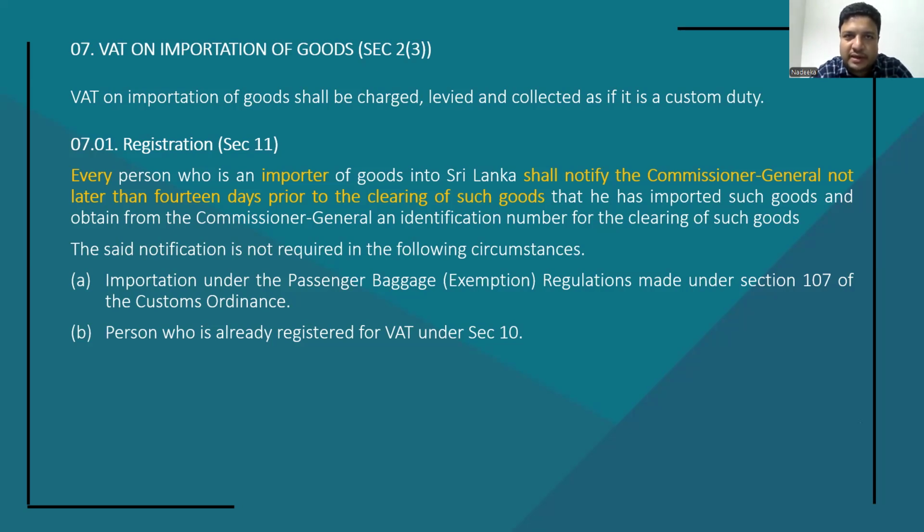So this option was there earlier for commercial imports as well, but it has been removed recently. So if it is for commercial purposes, then you must get the permanent registration. This is a temporary registration just to get an identification number to clear the goods. The said notification is not required in the following circumstances: importation under the personal baggage, and a person who is already registered for VAT under Section 10. If a person is registered under Section 10, he doesn't have to get another registration to import goods. He can use the same registration to import goods.